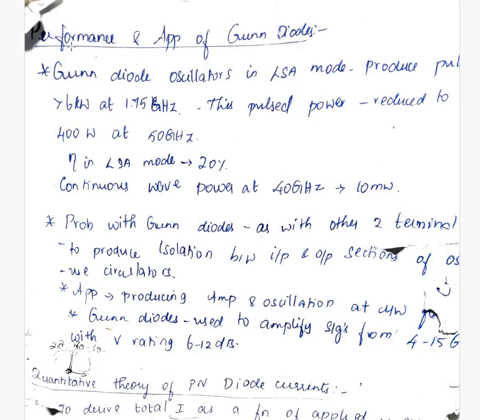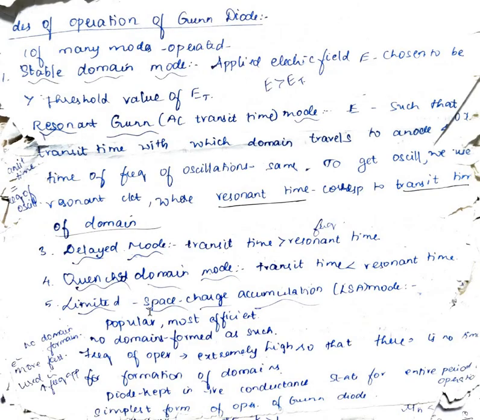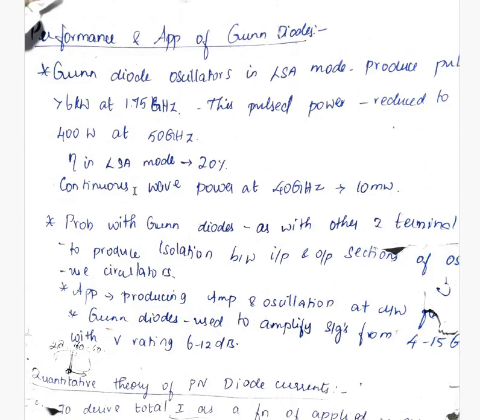So the performance of the Gunn diode. Gunn diode oscillators work in LSA mode, limited space charge accumulation mode, generally to produce oscillation with pulse power greater than 6 kilowatt at 1.75 gigahertz. This pulse power is reduced to 400 watt at 50 gigahertz. Efficiency in LSA mode is nearly 20%. Continuous wave power at 40 gigahertz is 10 milliwatt.